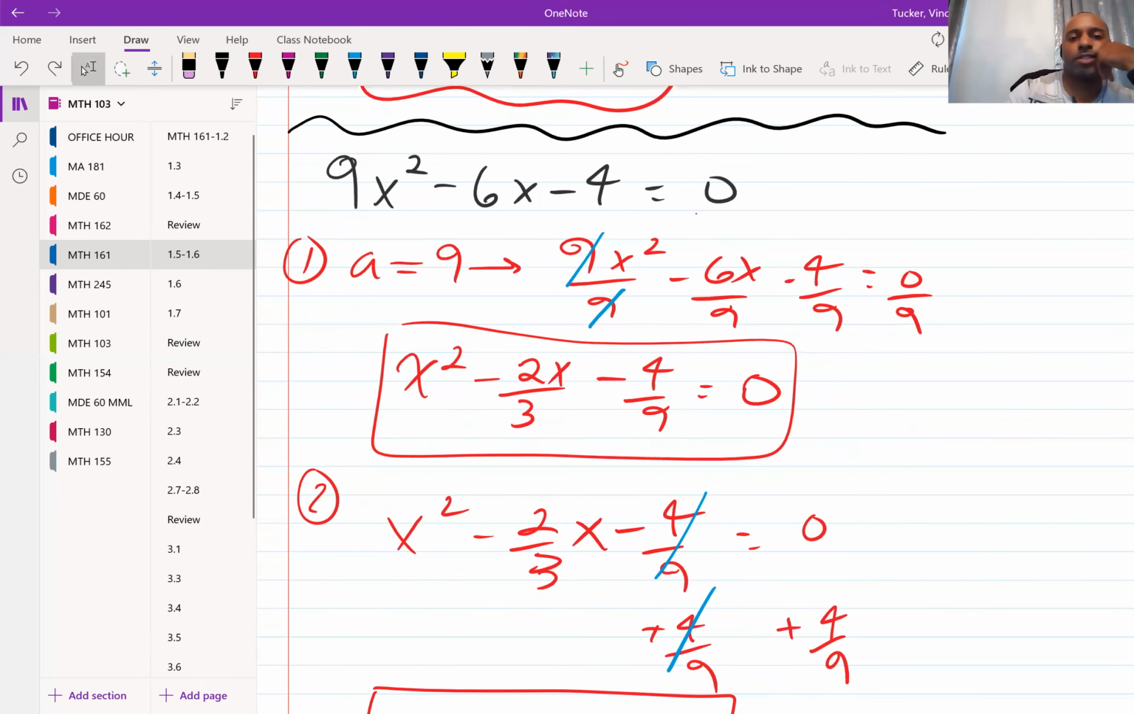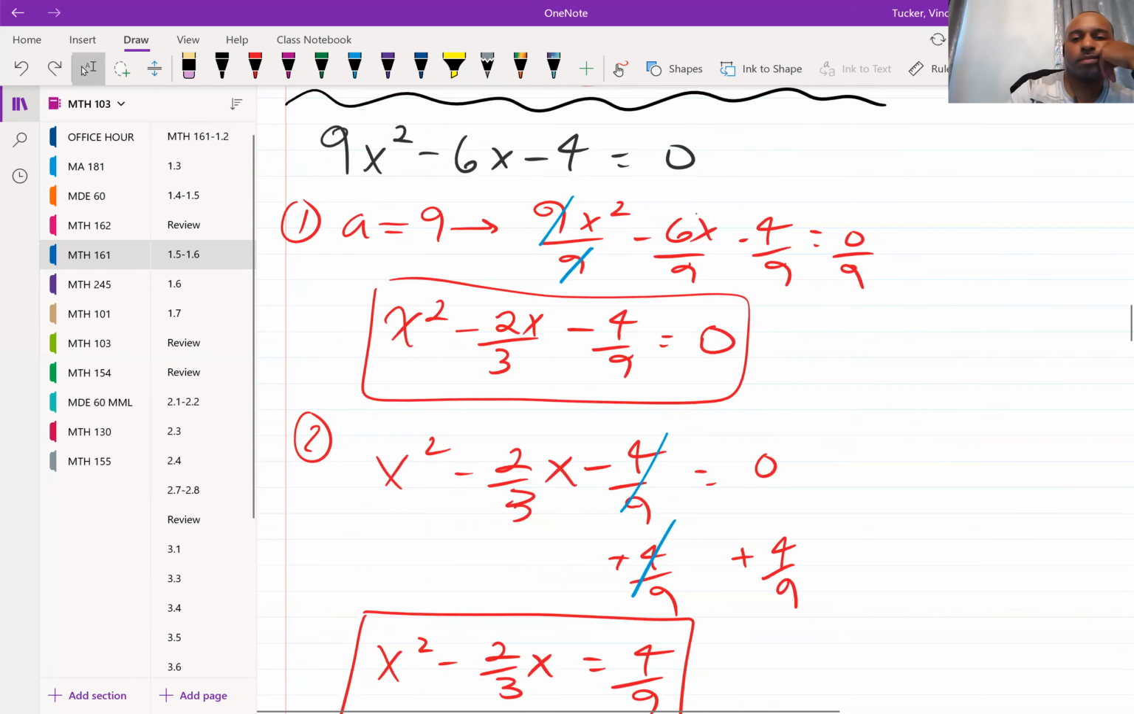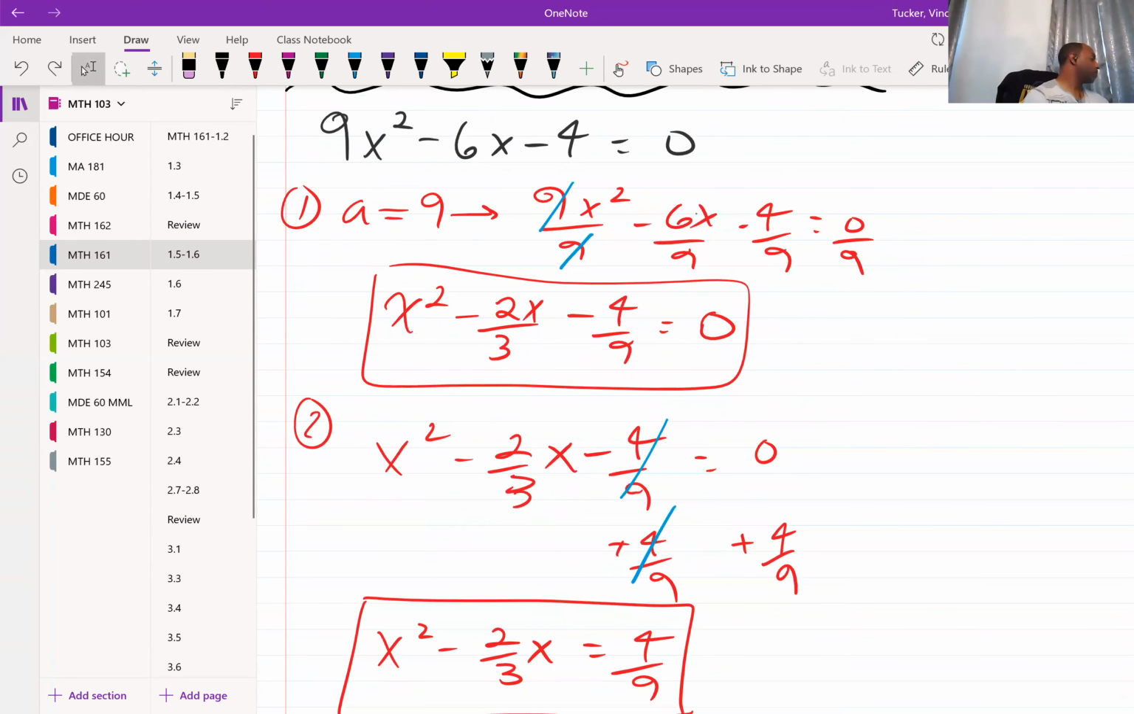So now that second step, we want to isolate our constant. So in other words, that 4/9, the number that's not attached to a variable at all. We want to move that to the other side of our equation. So we add 4/9 to both sides.